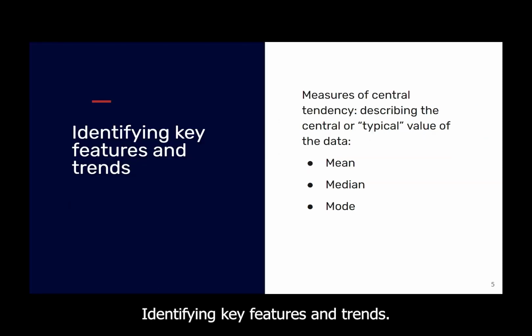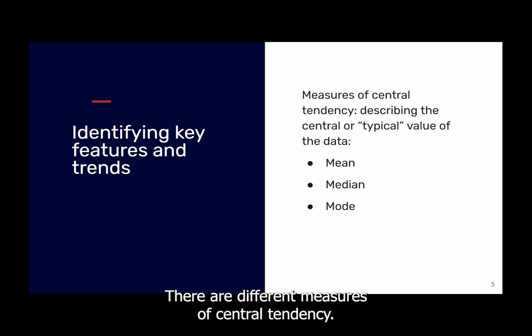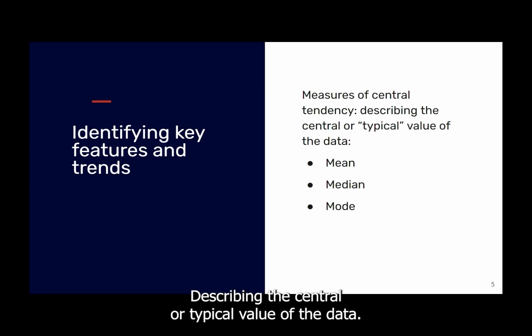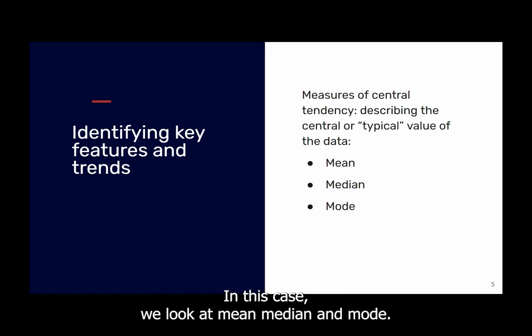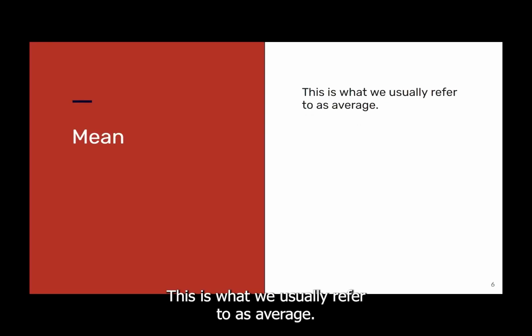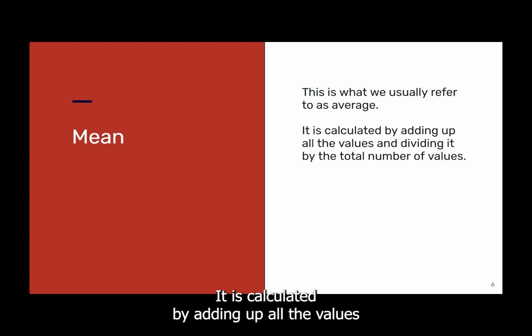Identifying key features and trends. There are different measures of central tendency, describing the central or typical value of the data. In this case, we look at mean, median, and mode, three things that I'm sure you're quite familiar with. Mean. This is what we usually refer to as average. It is calculated by adding up all the values and dividing it by the total number of values.